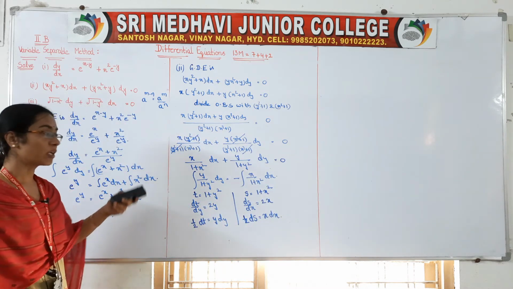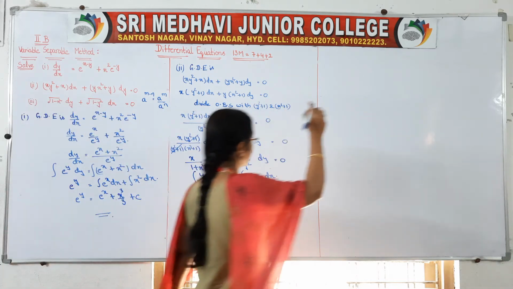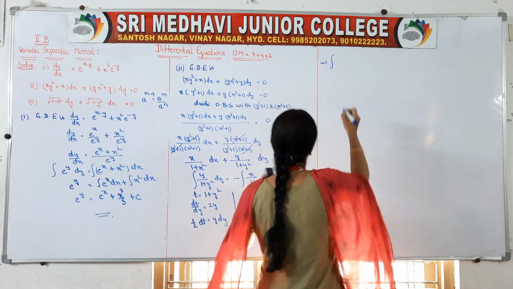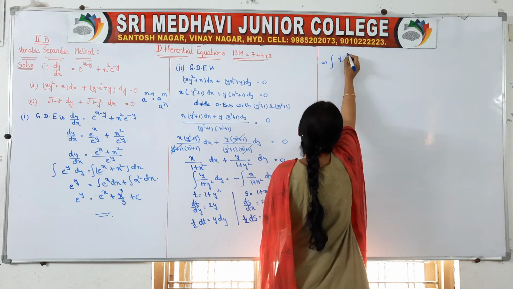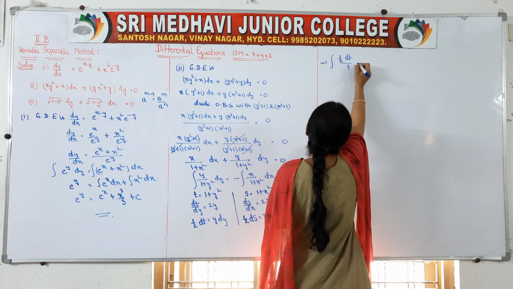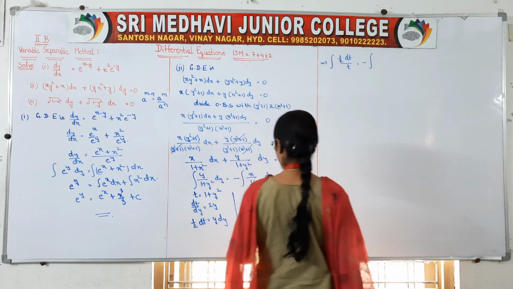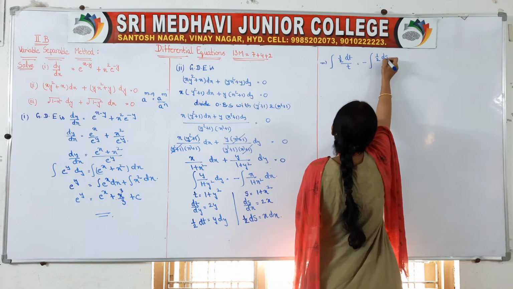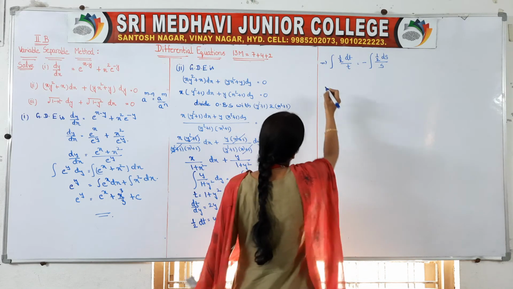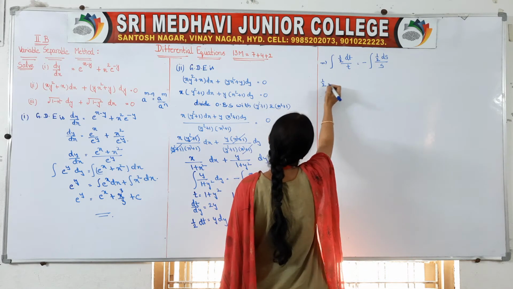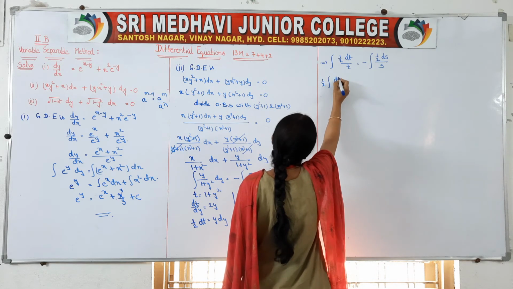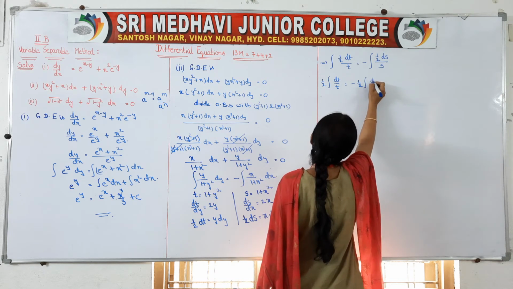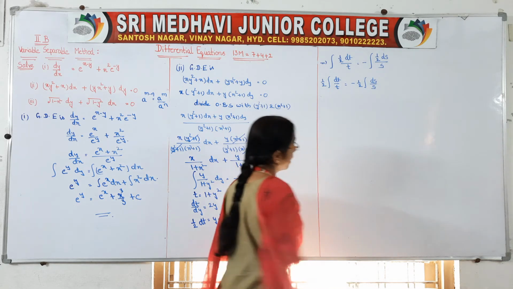Okay, so now you substitute in the integrals. So it implies the integral, instead of y dy we can take 1 by 2 dt by t, is equal to minus integral, instead of x dx we can take 1 by 2 ds by s. So 1 by 2 can be taken outside, right? So it is dt by t. Here also 1 by 2 taken outside, it is ds by s.